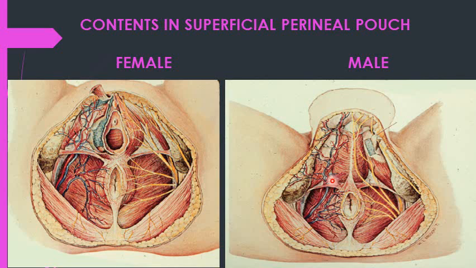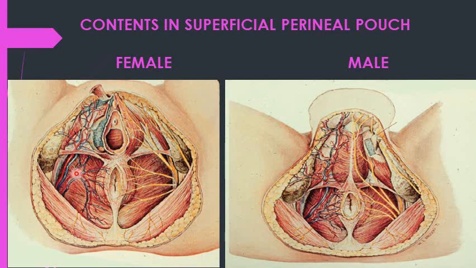Then there are other branches which are present here: the artery of the penis, the artery to the bulb of the penis, the urethral artery, and the deep and dorsal arteries of the penis.